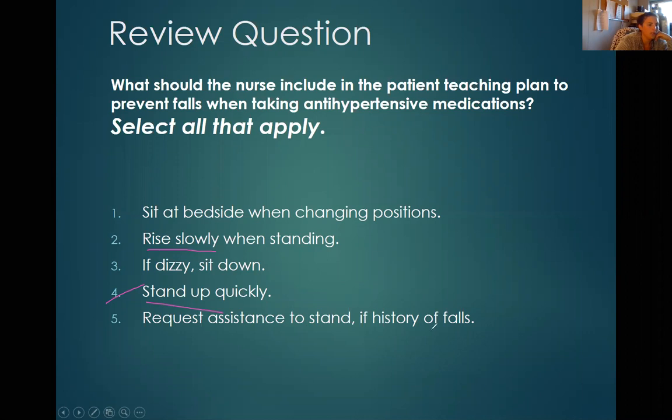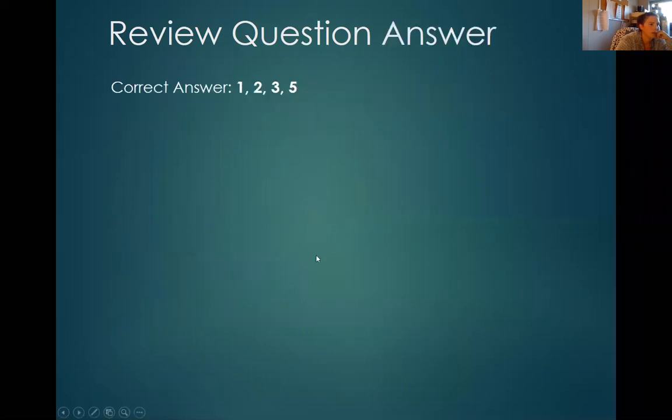And then request assistance to stand if a history of falls. That's appropriate for every patient. If someone has a history of falls, we want them to ask for assistance every time. That's why when we walk in, you say, call before you get up. Here's your call bell. Make sure you call me. Don't get up by yourself. All of those things are to prevent this, right? So everything except stand up fast.